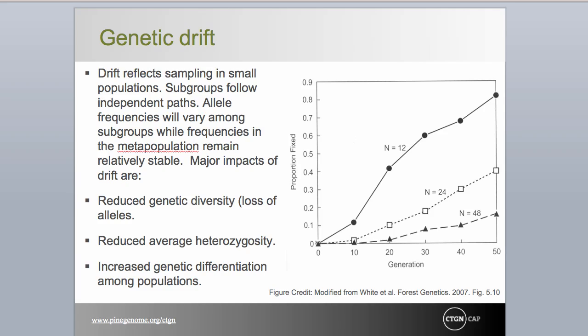Drift has 3 important consequences if allowed to persist without other evolutionary factors like migration or selection. 1. With time, there will be reduced genetic diversity in subpopulations due to allele loss. 2. The average level of heterozygosity will diminish. And 3. Subgroups or subpopulations will become increasingly differentiated from one another.